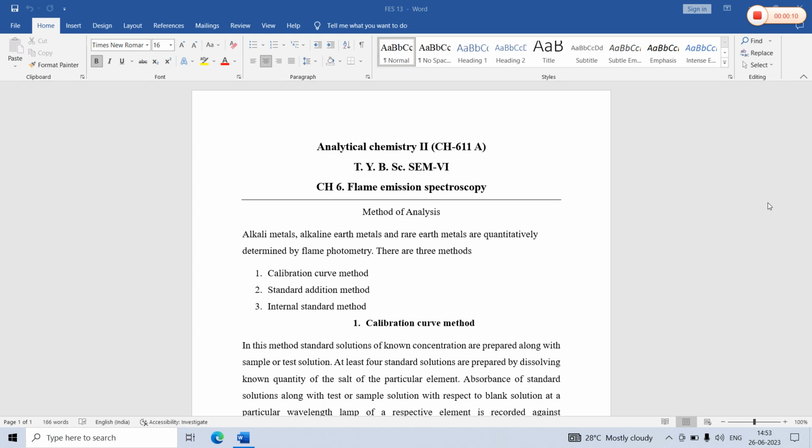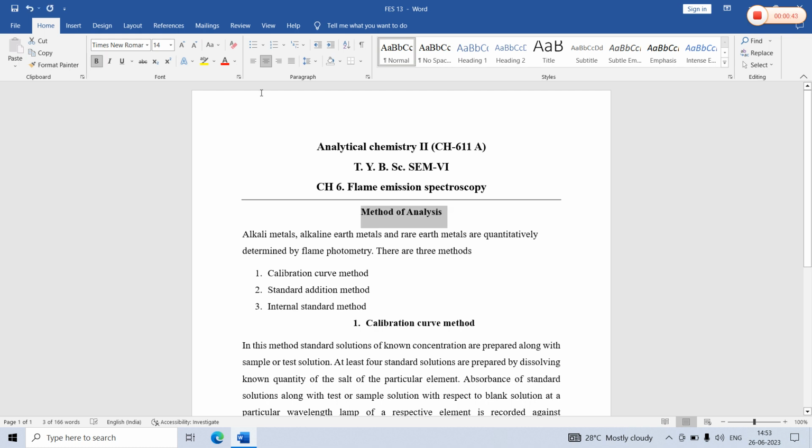The course code of the subject is CH611A and the chapter we are going to study is chapter number 6, flame emission spectroscopy. In this chapter we have already learned about the principle, instrumentation and some parts associated with the measurement system for flame emission spectroscopy. Now the topic we are going to study is the method of analysis.